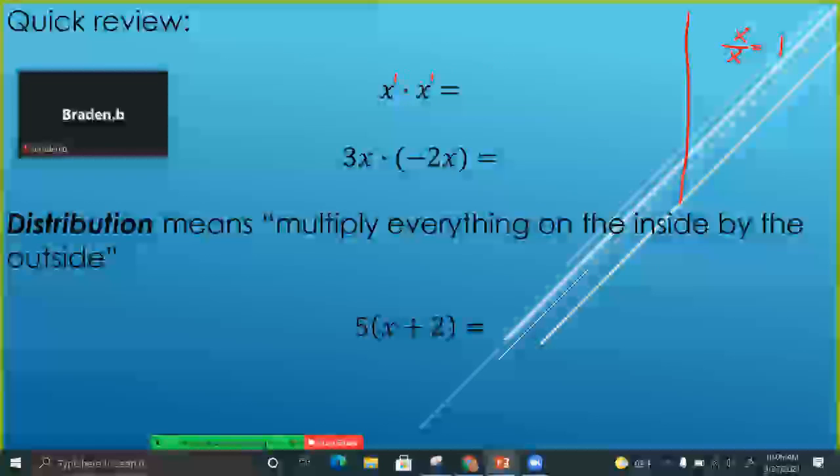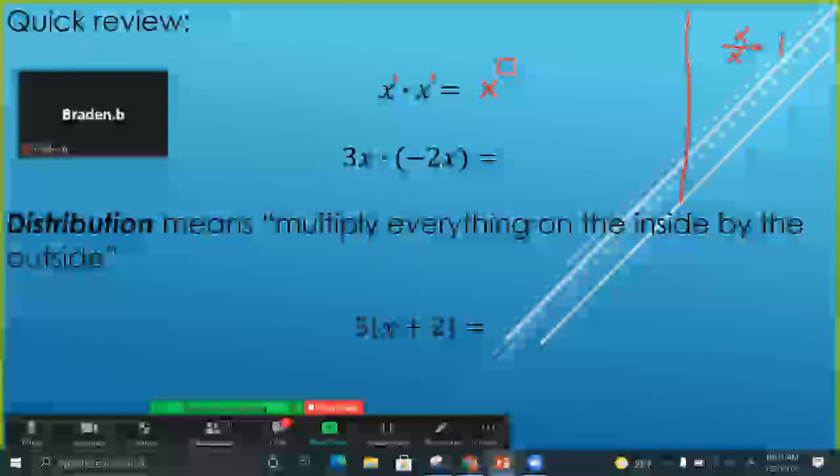Now, maybe everybody can see something we can do to combine these together. x to the first times x to the first. How can I rewrite those as a single term? x to the something. Any ideas? Did you guys all really forget this? We just did this in Unit 1.